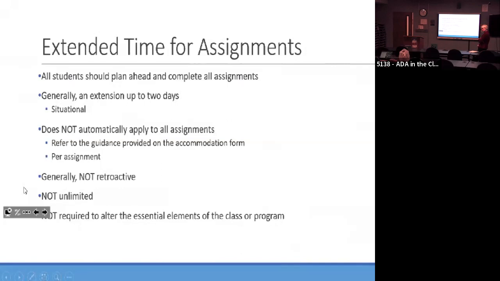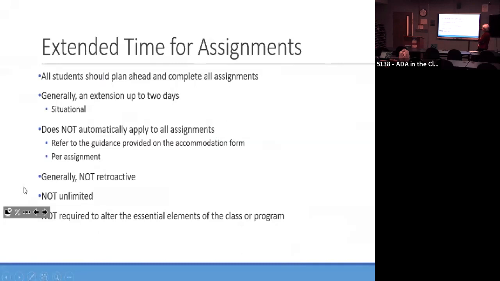Now, sometimes people want to argue about what episodic means. Most conditions are chronic, like ADHD, it's chronic. Dyslexia is chronic. So the way I explain it to students is basically, if you end up in the hospital, then you can have some extended time for assignments. Other than that, absolutely not, unless it's your teaching style, and that's a whole different issue. But generally, up to 2 days extension.